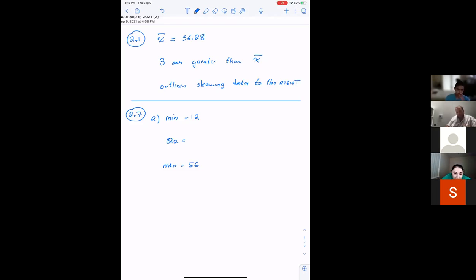Find the 2 middle numbers, divide by 2. That is not correct here. Tell me why it's not correct here. Count the data. Oh, wait, it's odd. There's an odd number. How do I find the median when there's an odd number of data points?